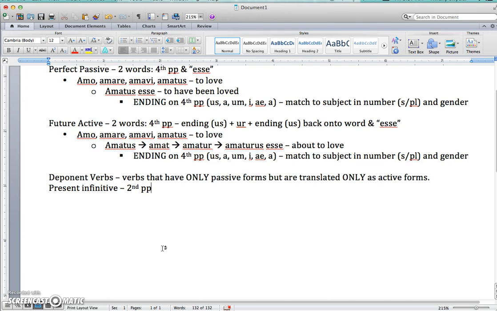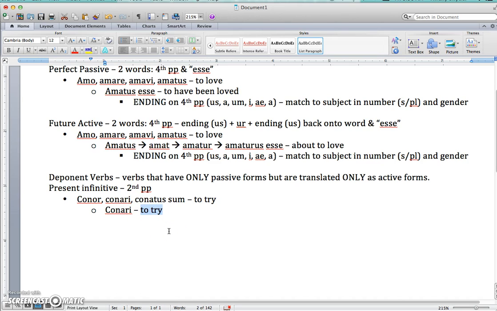So the second principal part, let's use conor, conari, conatos sum, and that means to try. So the present infinitive is just the second principal part, don't do anything to it. It means to try. So this looks passive. If it were a regular verb, it would be passive, but it's a deponent verb. So it just looks passive, but it's translated actively. So you don't want to put any form of be in there, like to be tried. Doesn't sound right. So leave it as active in English. Passive in Latin, active in English is what I meant.